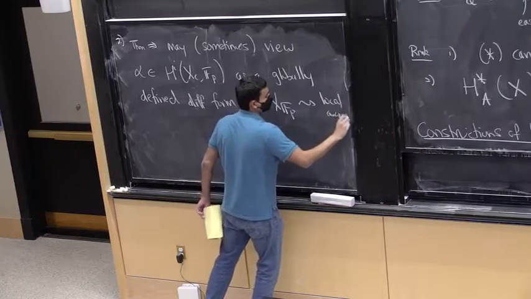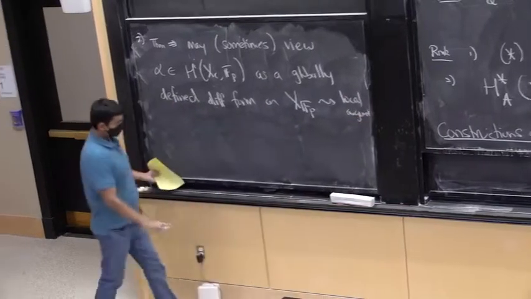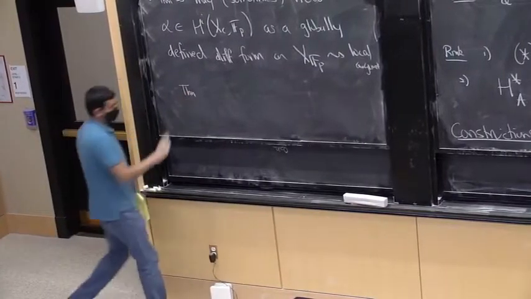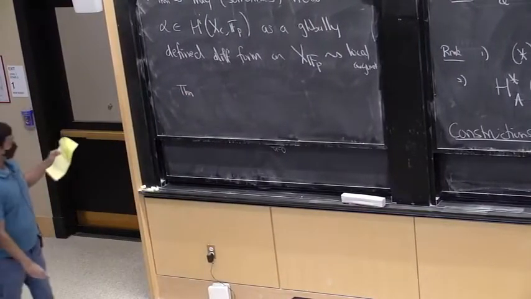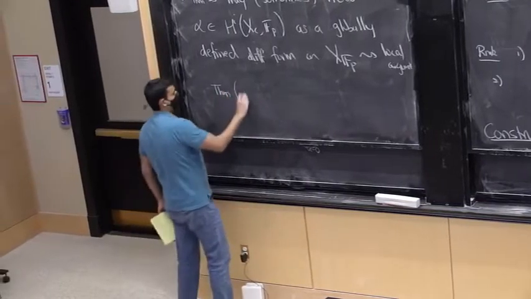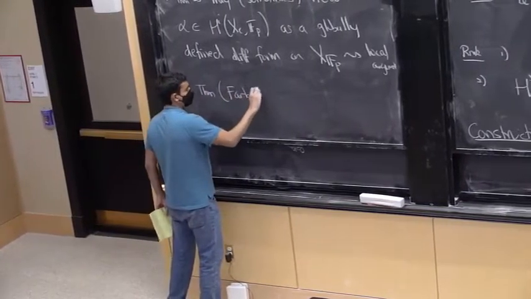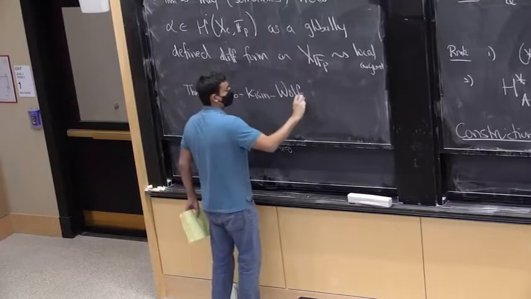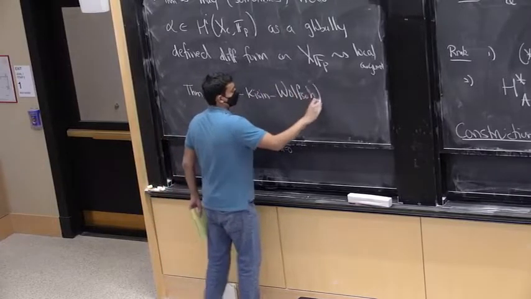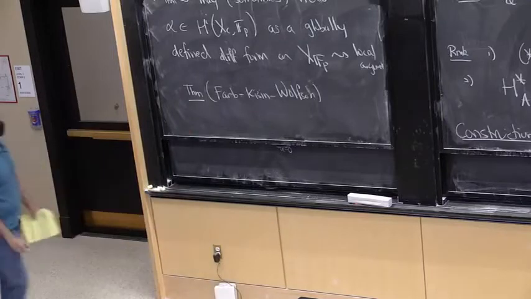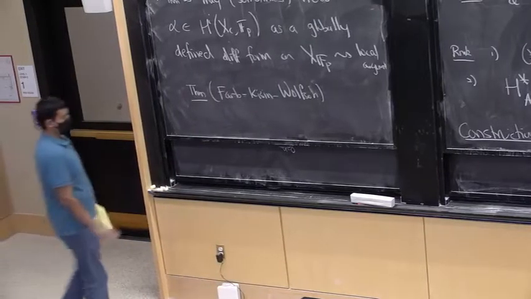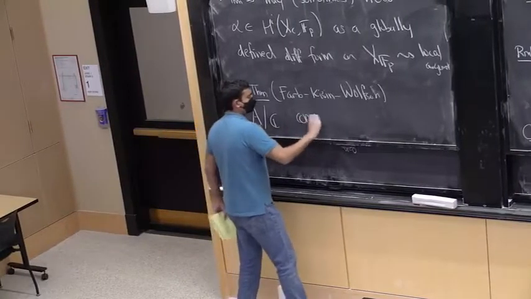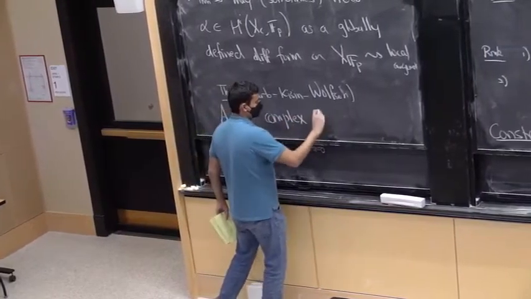An instance of this principle in action was a recent theorem. This was from last year, I guess, of Farb, Kisin, and Wolfson. It's a theorem in algebraic geometry over the complex numbers. And what they prove is the following. You take a complex abelian variety, so a complex torus which has an algebraic structure.